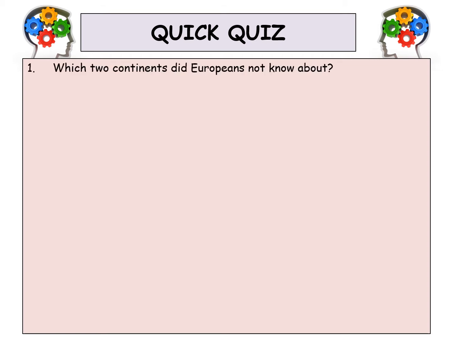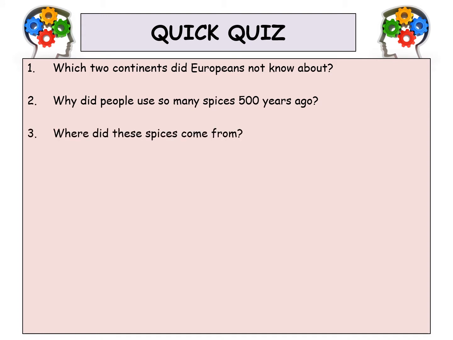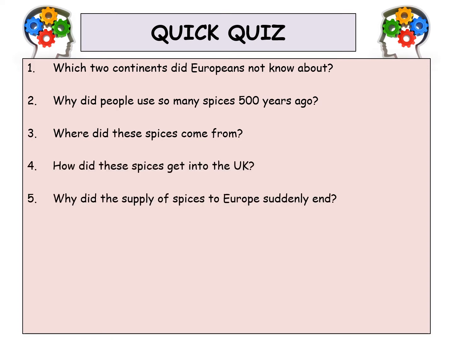So the questions that you're looking for the answers to are: which two continents did Europeans not know about? Why did people use so many spices 500 years ago? Where did these spices actually come from? How did they get to the UK? Why did the supply of spices to Europe end suddenly?